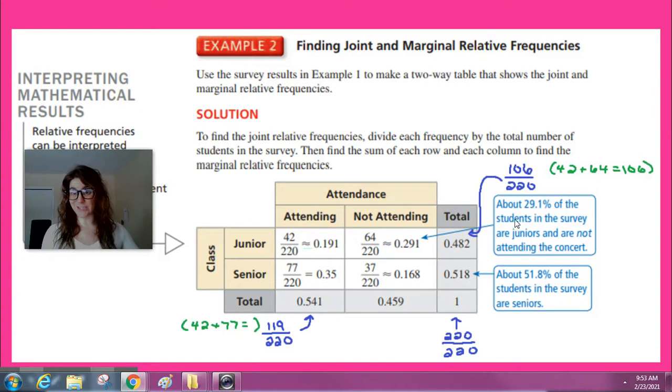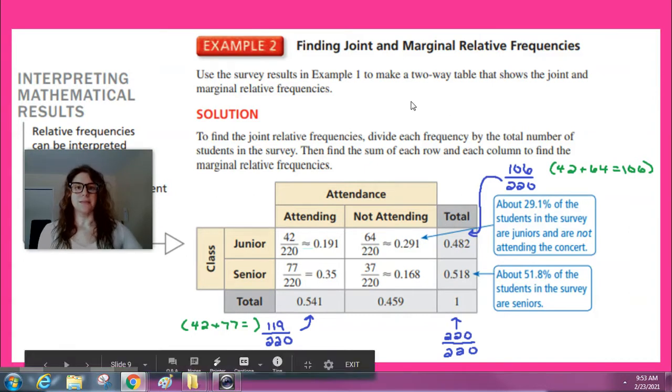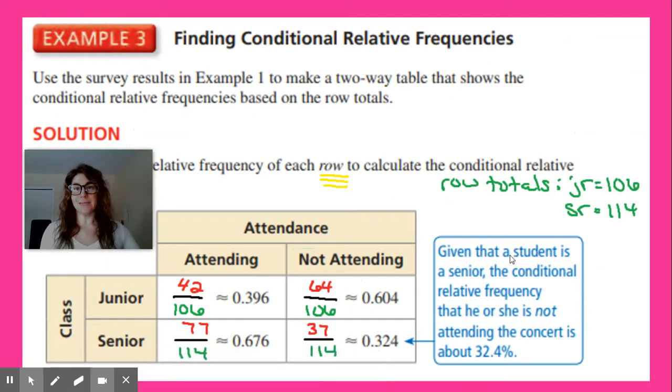I tend to change things into percentages just because that's how I deal with probability. But if you want to keep it as a fraction, go for it. Nothing wrong with that. Okay, so again, these are your joint and your marginal. Joint is the interior, marginal is your exterior, and they're all out of the total amount, right? So the 220. And then you'll always see that the corner will always be 1 if it's out of the total amount.